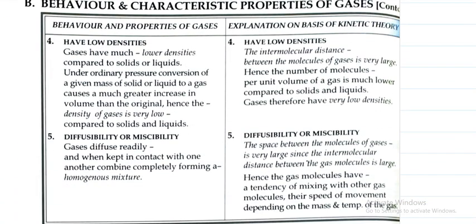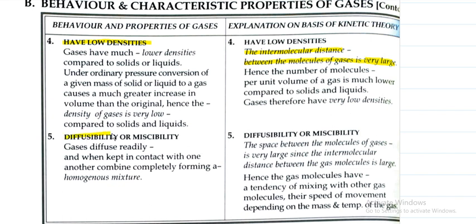Let us see the next one. Gases have low density. What is the reason for that? The intermolecular distance between the particles of gases is very large. Since the particles are very far from each other, a very small number of particles will be there per unit volume, so the density will be very low.